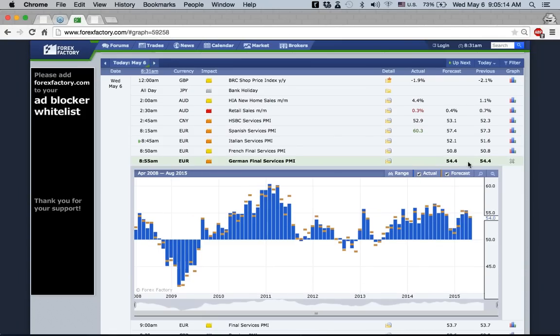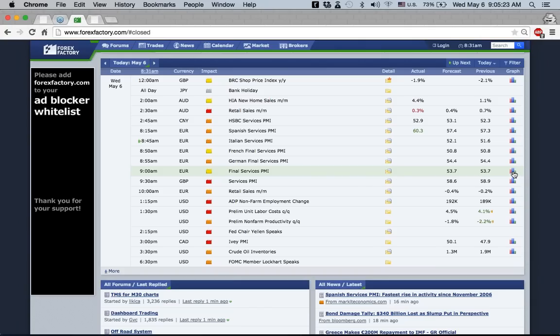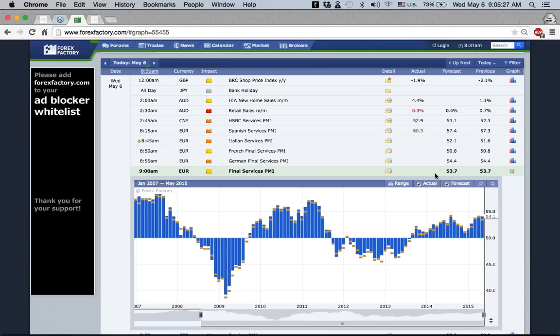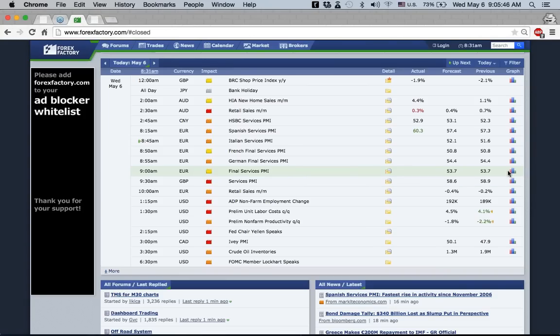We're expecting 54.4. If we see anything higher than that, we'll see a very, very strong boost to the German side for the euro. Final services PMI is basically the average of all these. It's expected to be 57. So overall, we can see how well the Germans and Spanish services PMI are really affecting the strength of the euro, and it looks like Italian and French are really dragging it. And I'm sure services PMI for Greece isn't doing so well either.